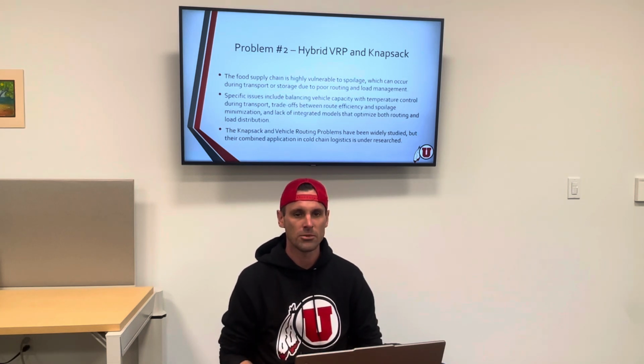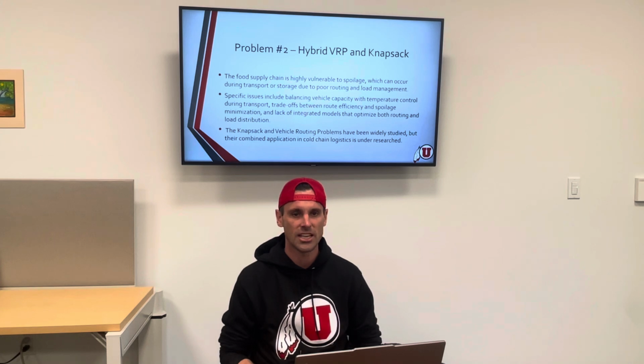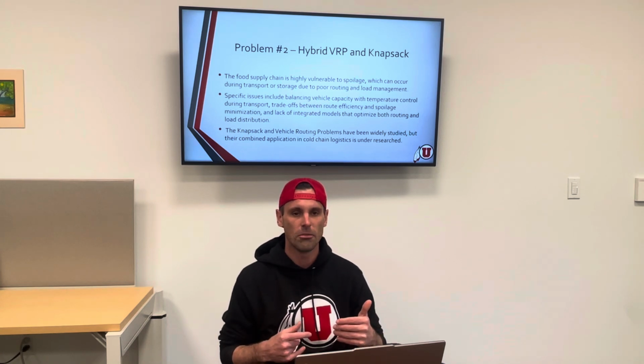For the 2nd problem statement in the 3rd chapter, we're going to look at the hybrid knapsack and VRP in conjunction. The food supply chain is highly vulnerable to spoilage, so we're going to take into account an inventory management bent in addition to the routing. So if you look at the fact that when you're delivering these items, some items have priority. So things like fish and ice cream may need to be delivered ahead of eggs and dry goods. So there's an added constraint there.